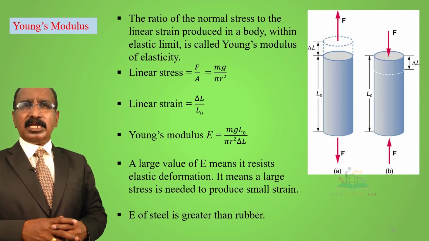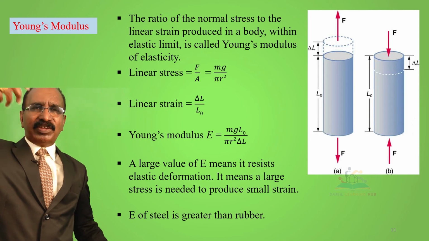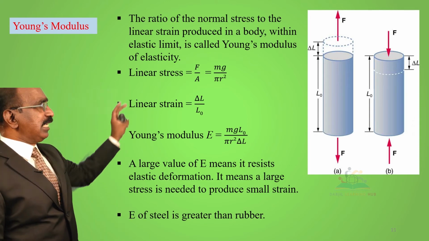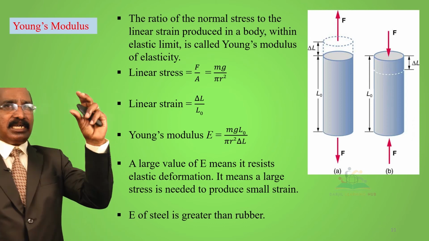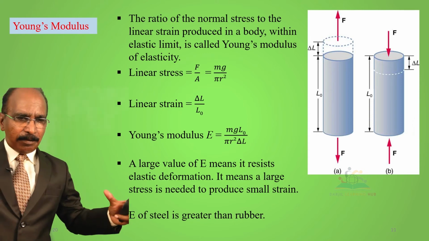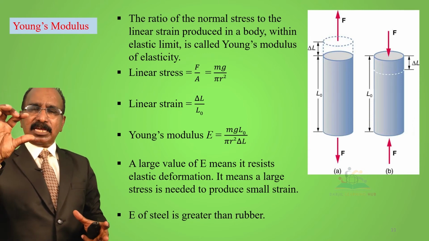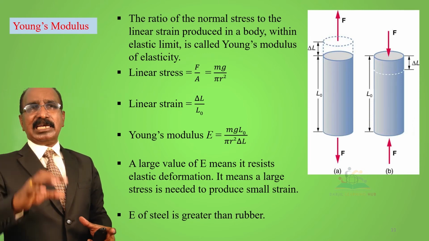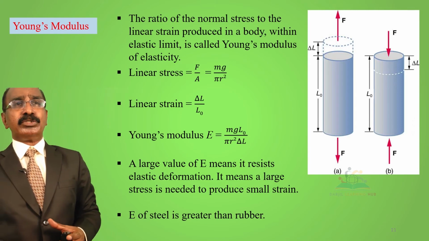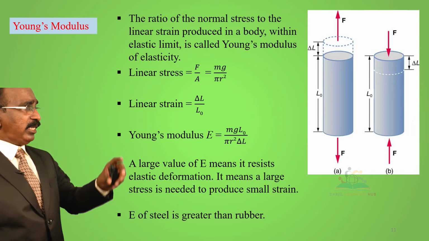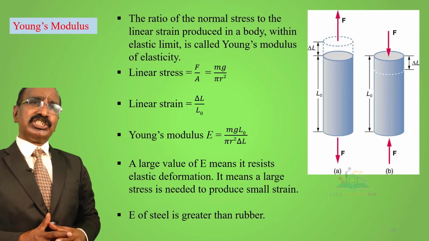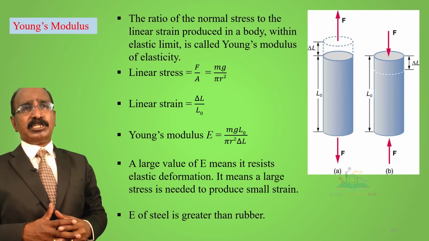Now, I am pulling it on both sides. When I pull it on both sides, there will be an increase in the length. That increase in the length is shown in the figure as delta L. In figure B, we are compressing on both sides. There will be a compression of length delta L, and that is the strain produced. Therefore, the linear strain produced will be equal to delta L divided by L0, the original length.